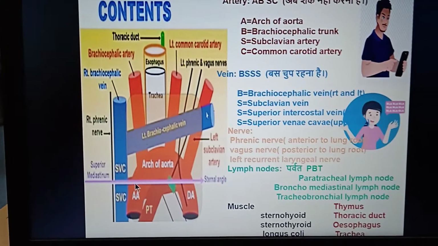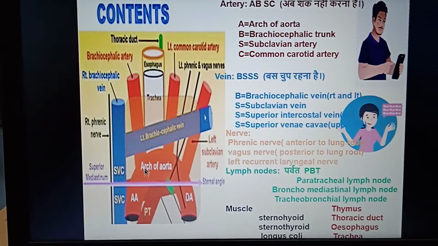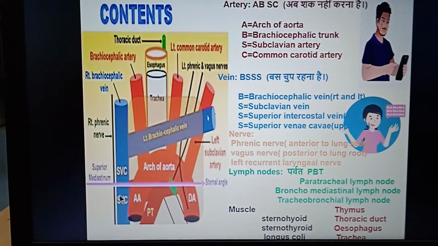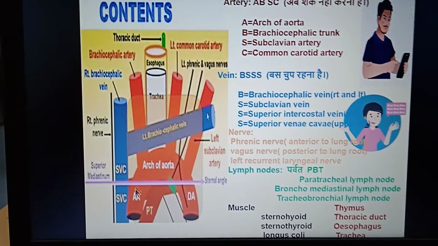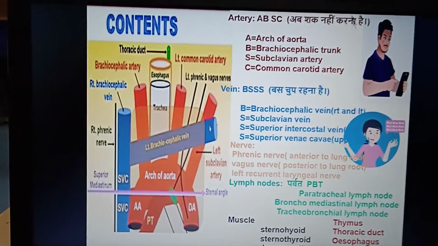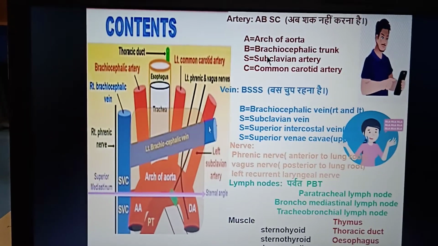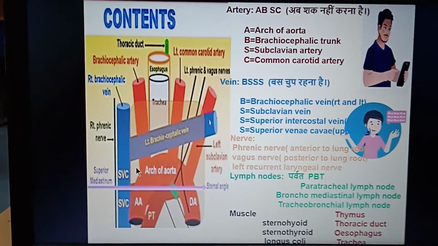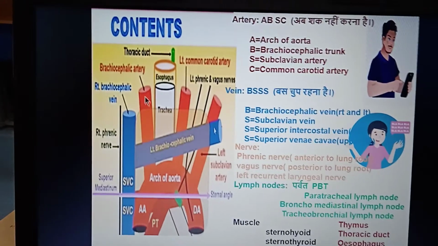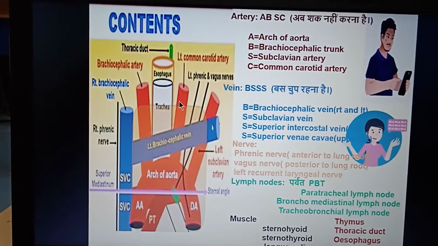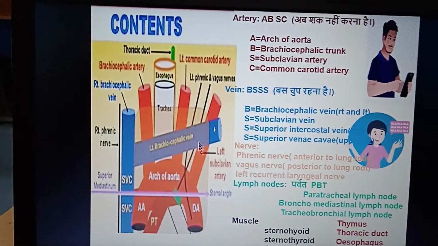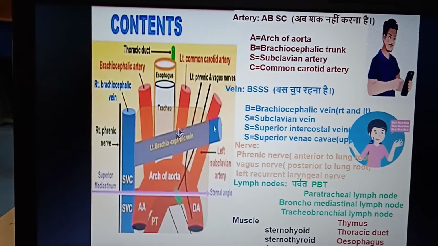First there is the ascending aorta, then it becomes the arch of the aorta. So it is not immediate. It comes after the ascending aorta. So it is the arch of the aorta. B for brachiocephalic trunk. We all know the arch of the aorta. Here this is the brachiocephalic trunk, and this is the left common carotid and the left subclavian, where my cursor is going.